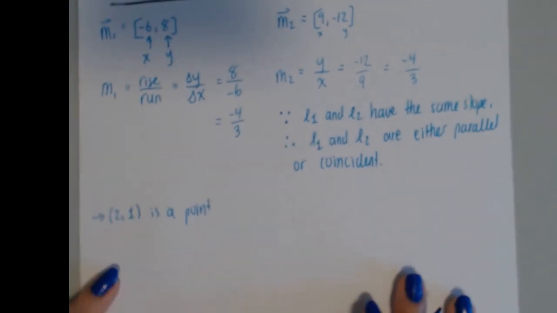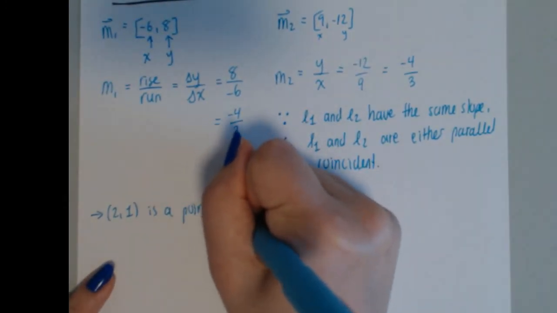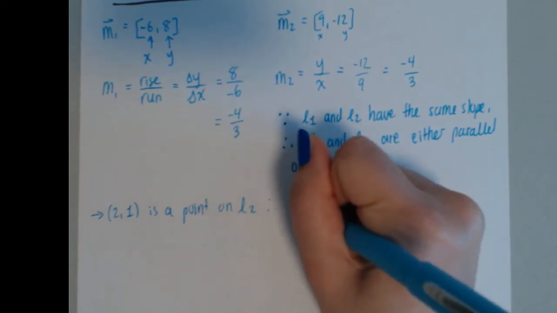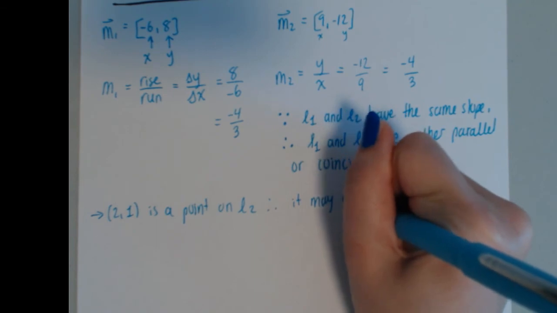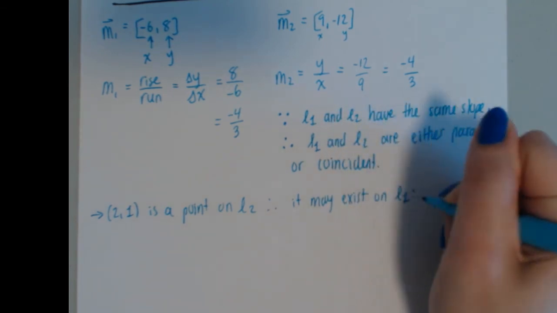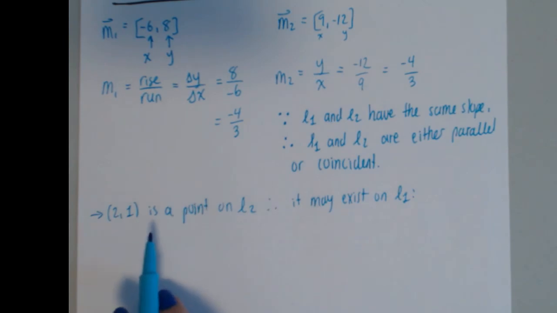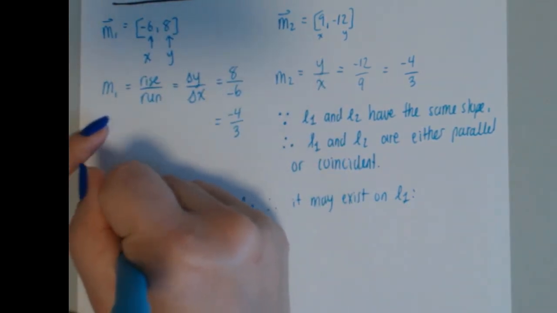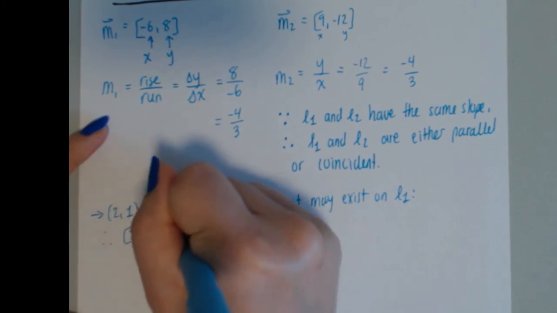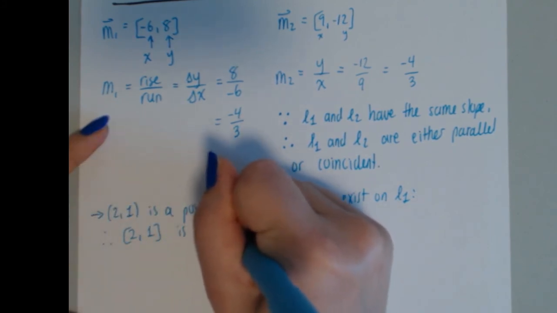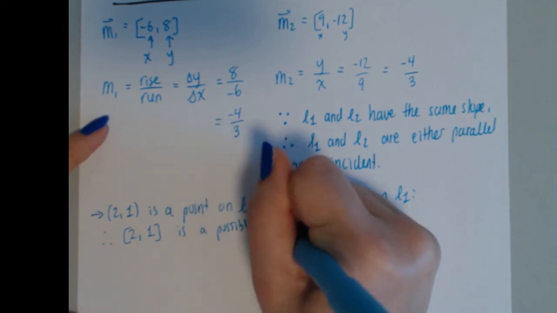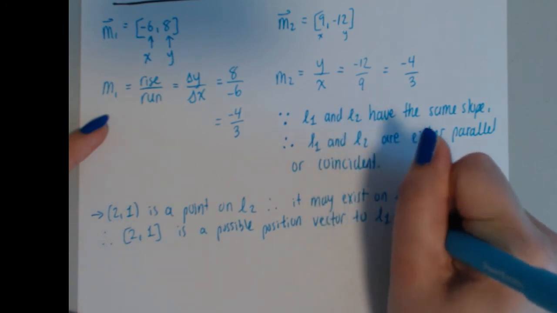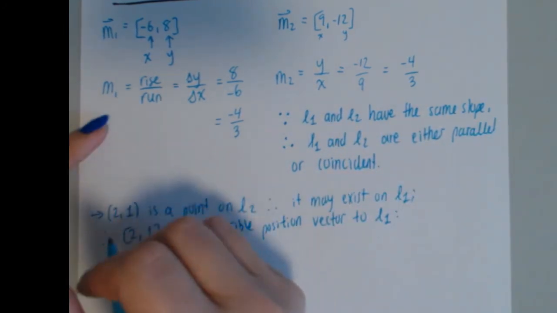Oh, sorry, let me move that up. (2, 1) is a point on L2. Therefore, it may exist on L1. All right, so here we go. If (2, 1) is a point on L2, therefore it might exist on L1. That means that the vector (2, 1) is a possible position vector to L1.